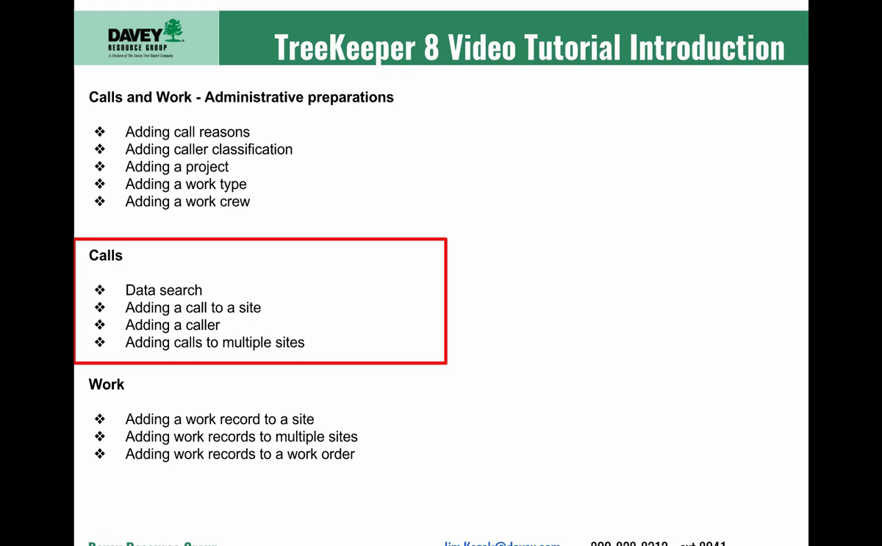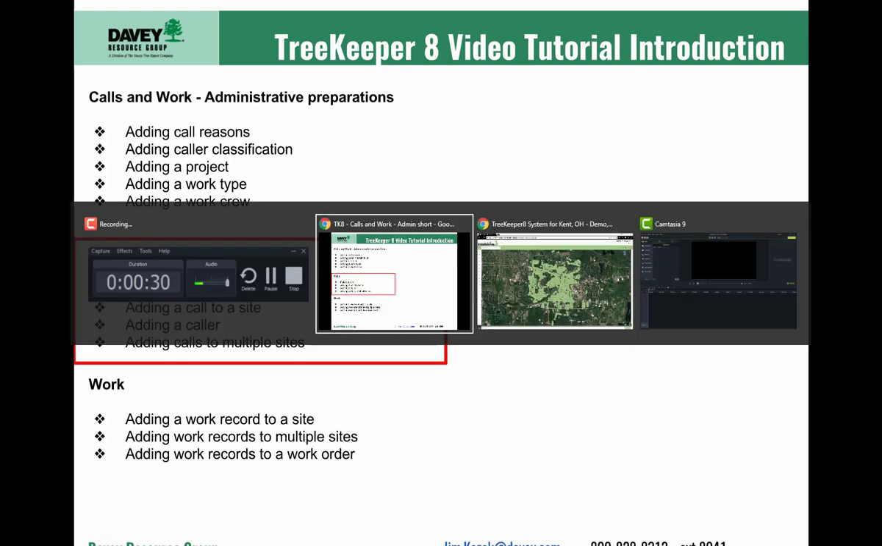In this installment of the Treekeeper 8 video tutorial series, we're going to cover a short video tutorial on calls. We'll do a data search, we'll add a call to a site, we'll add a caller, and then we'll add calls to multiple sites. In the last video, we covered the preparation work that you have to do in the administration center to make sure that the information that you need in the call drop-down boxes was there. So let's go ahead and get started.